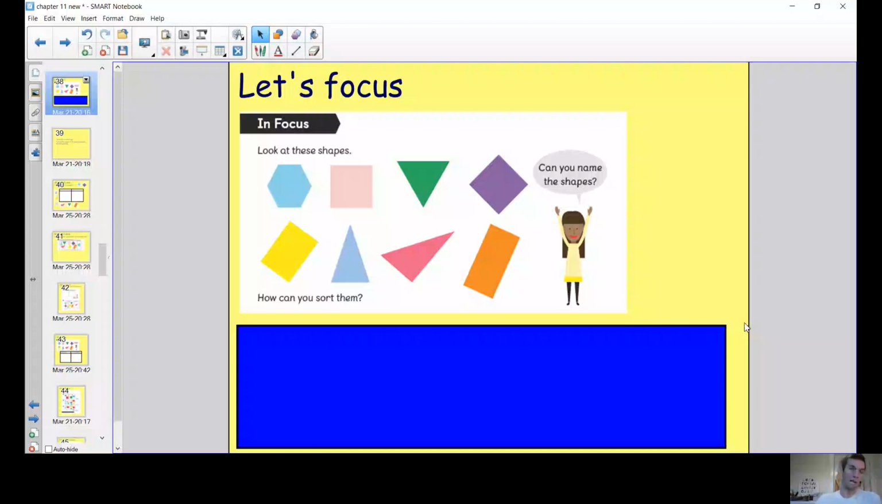I'd like you to pause the video now while you have a go at sorting your shapes, and then press play again when you're ready.